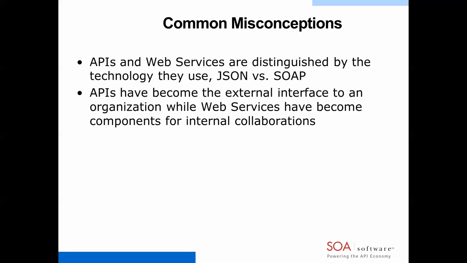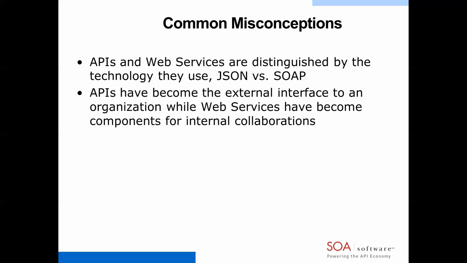The first one is that APIs and web services are distinguished by the technology that they use, JSON versus SOAP. I think that this is a very common misconception because the newer technologies, the web and mobile clients, tend to use JSON and tend to use JSON over REST, whereas older technologies such as web services have used SOAP in the past. So what's happened is web services has been very tightly coupled to SOAP and WS-star, of course, and APIs are considered to be JSON and REST.